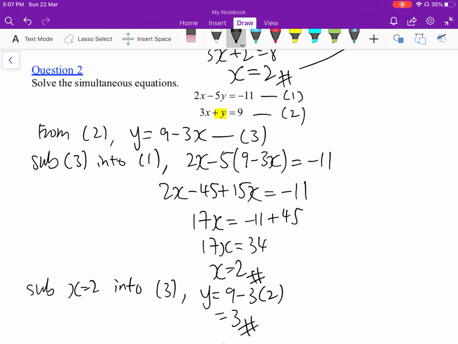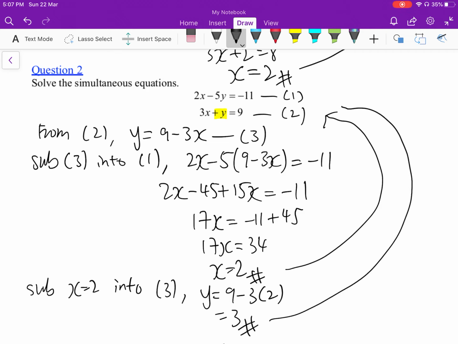Likewise, how do we check this answer? We just need to substitute x equals 2 and y equals 3 back into both equation 1 and 2, and you check whether the left equals the right. Once the left and the right are equal, you know that your answers are correct. So this is how you check your answer in exam.